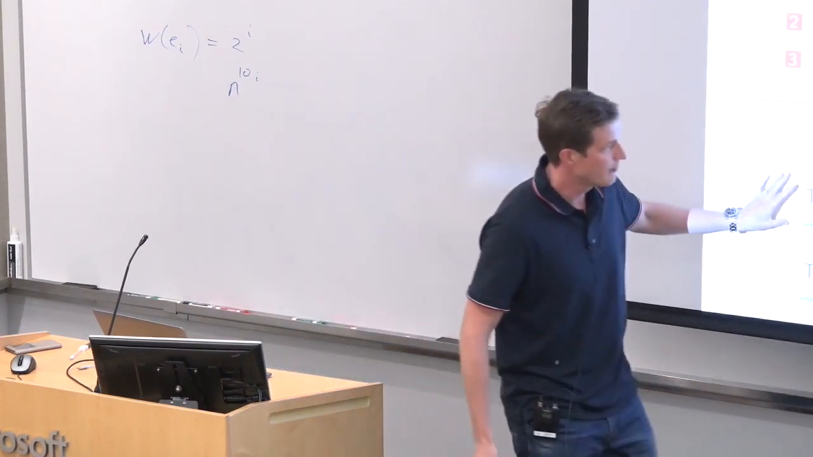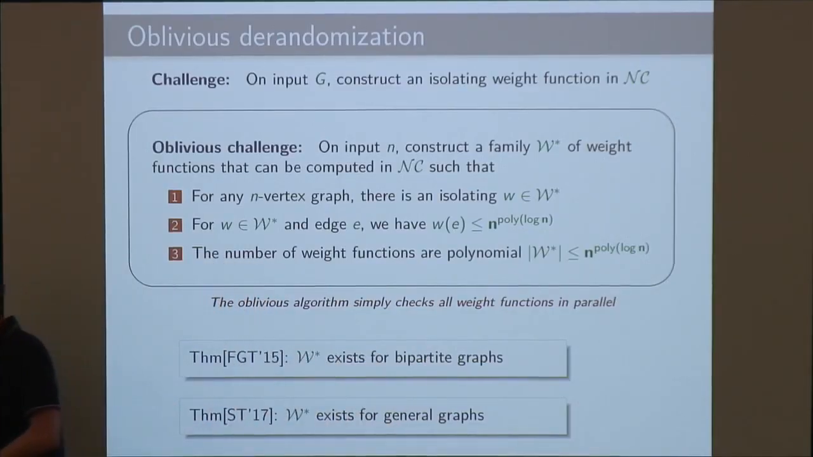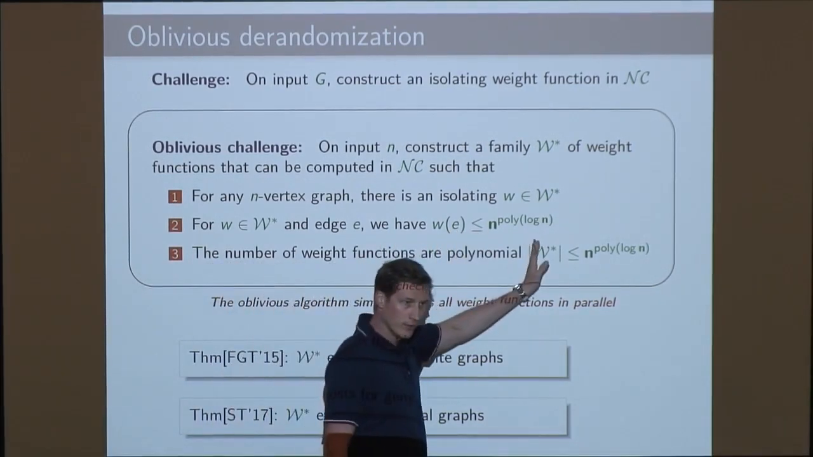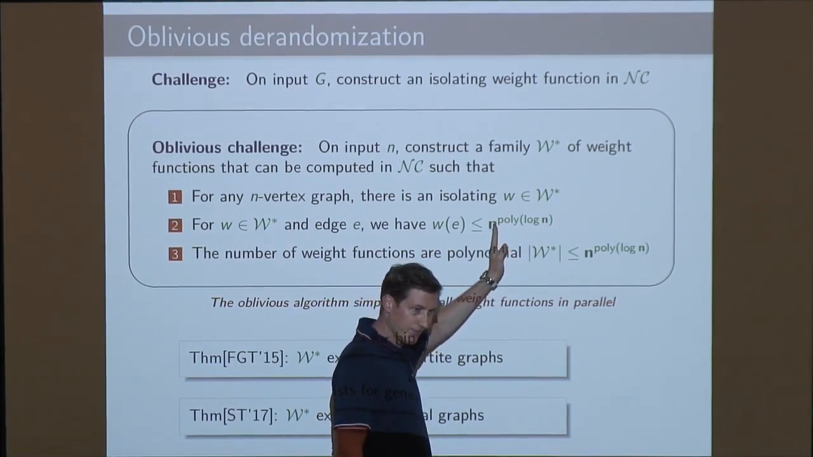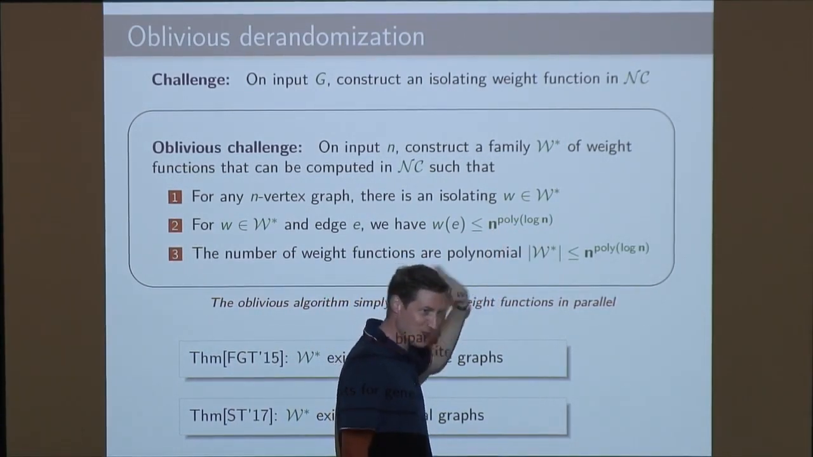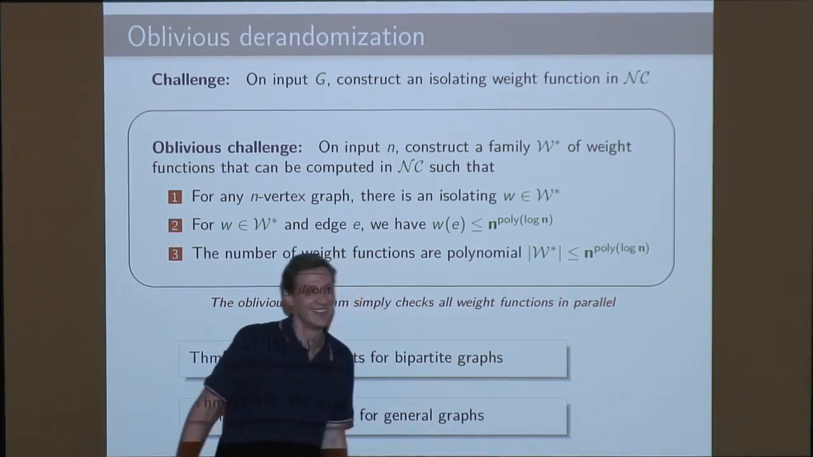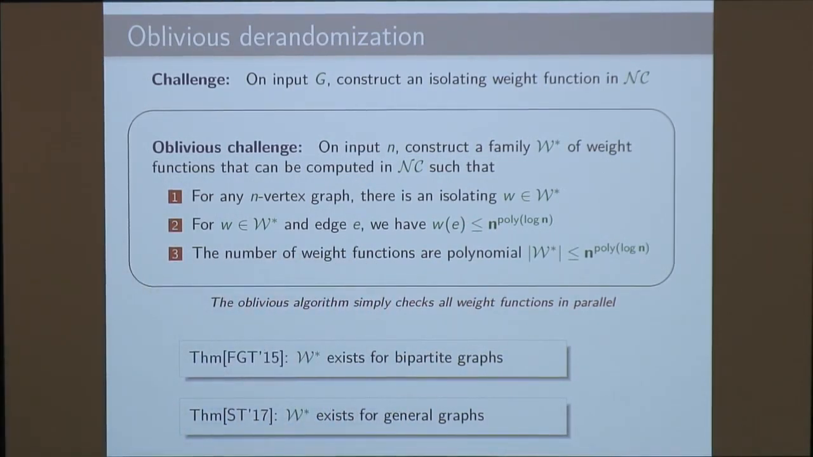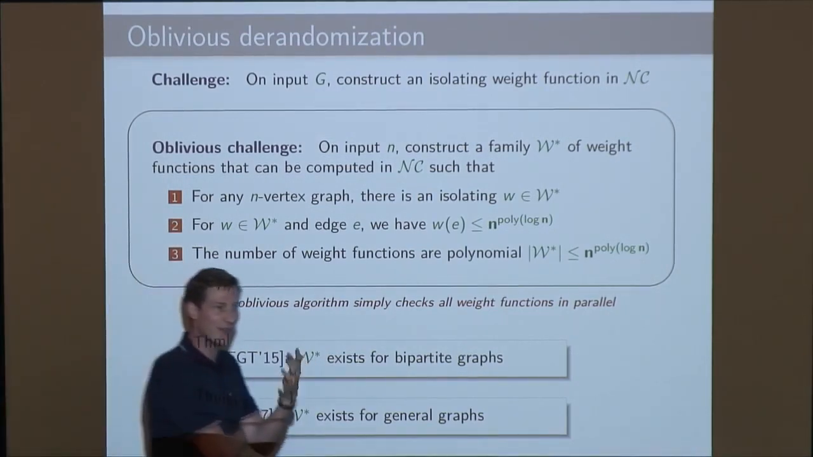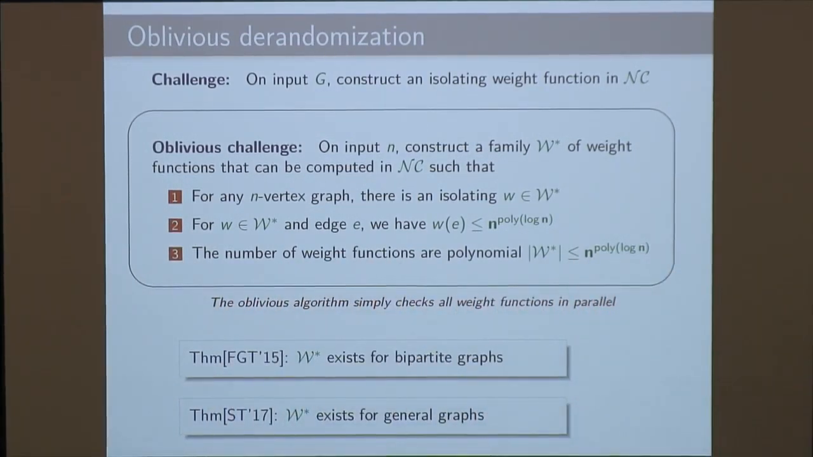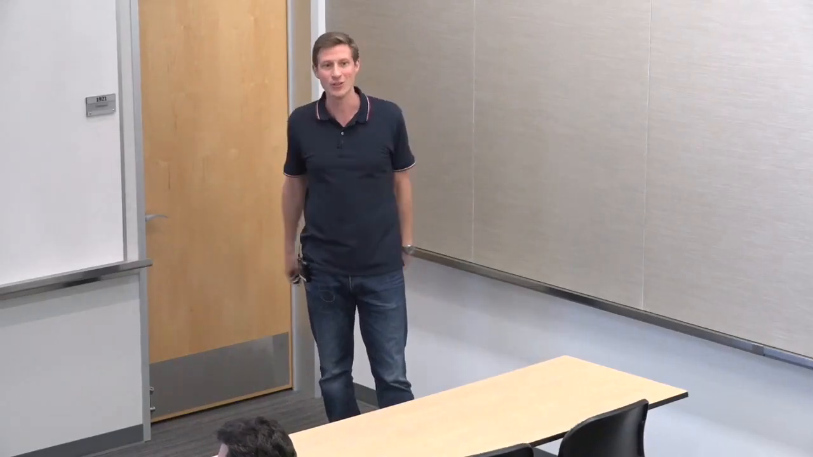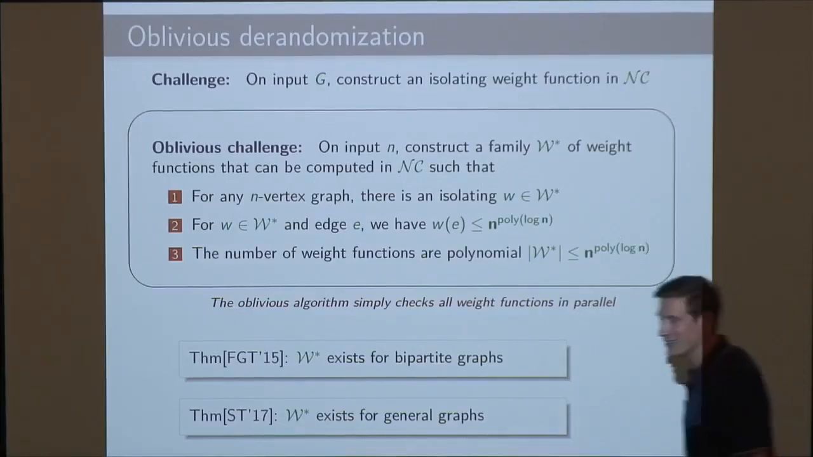Now I will spend most of my time explaining how you prove that such a family exists for bipartite graphs. Is this tight? No, no, there should be one for polynomial. It's not clear. There's a strong belief that you should be able to construct one, because we can do it in randomized time by just selecting randomly. Maybe Nikhil is saying oblivious is tight. Yeah, what I'm saying is that you give me n, and a randomized algorithm can output a polynomial-size W star that works with high probability. So there should be a way of doing it.